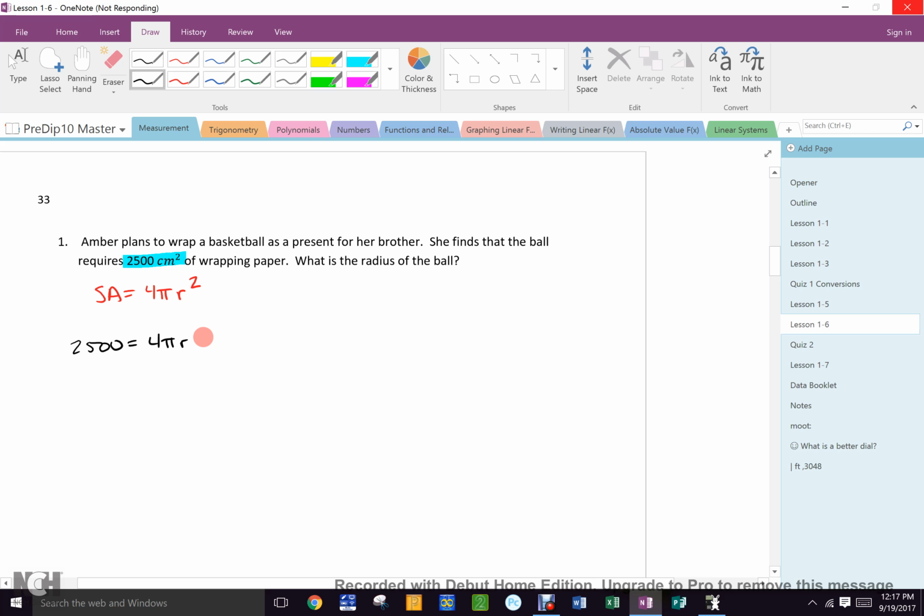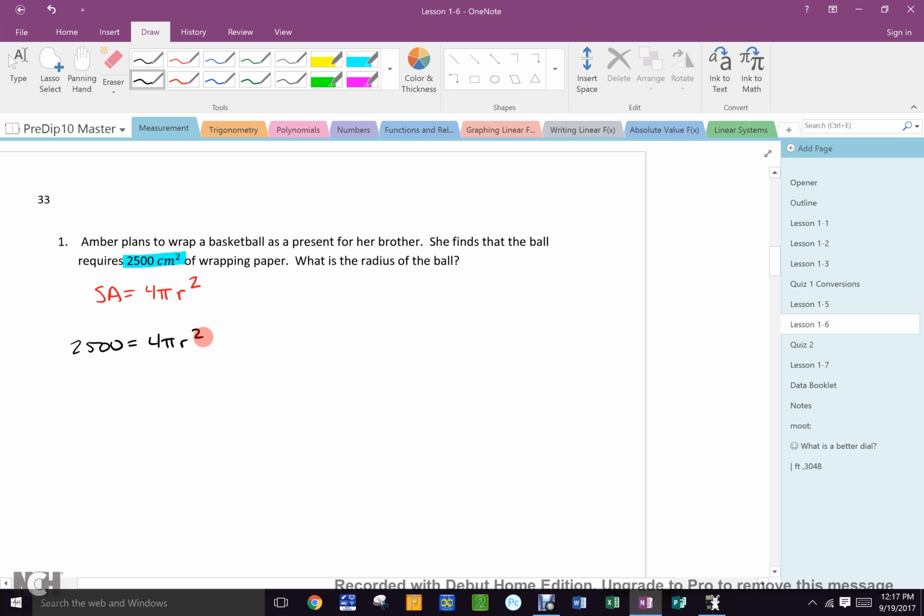Divide by 4 pi. Why is it dividing? Because in the equation it is multiplied. So we are going to divide by what? 4 pi, which means what happens to that 4 pi, that 4 pi, that 4 pi, and that 4 pi? We eat them, and we're left with r squared. What happens on this side? Divide by 4 pi.